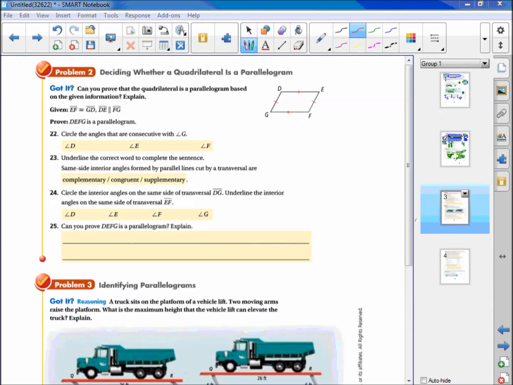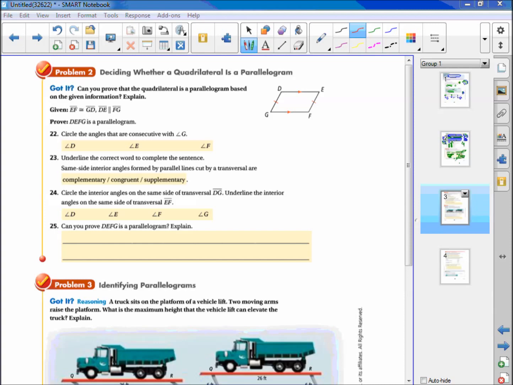Okay, on the top of page 3, we have problem number 2, decide whether a quadrilateral is a parallelogram. So can you prove that the quadrilateral is a parallelogram based on the given information? And our given information here is only that EF is congruent to GD and that DE and FG are parallel. Okay, so we don't have two sets of parallel lines. We don't have two sets of congruent lines, so we can mark those out. So we can check on the angles.